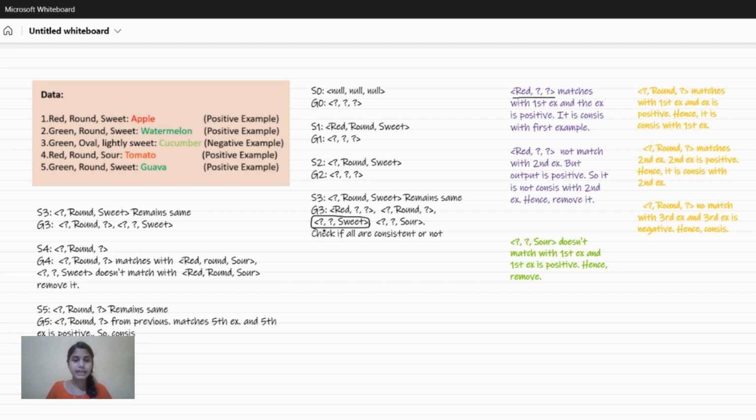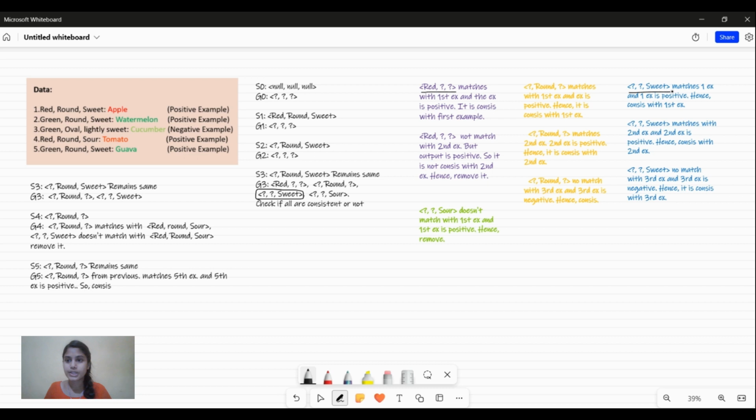Now we will compare this with all these examples. Question mark, sweet. This matches the first example. And again, second example, question mark covers all, question mark covers all, sweet, matched.